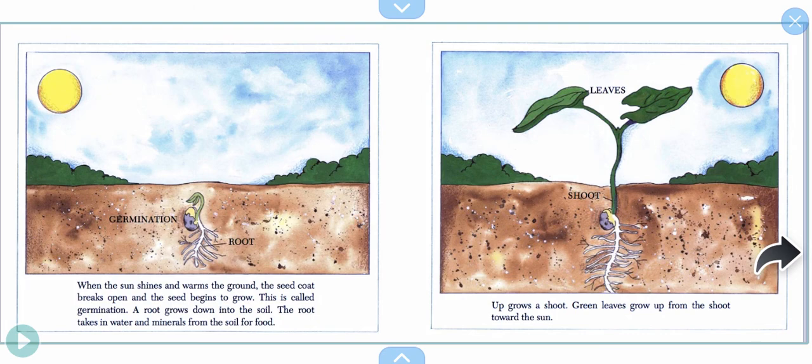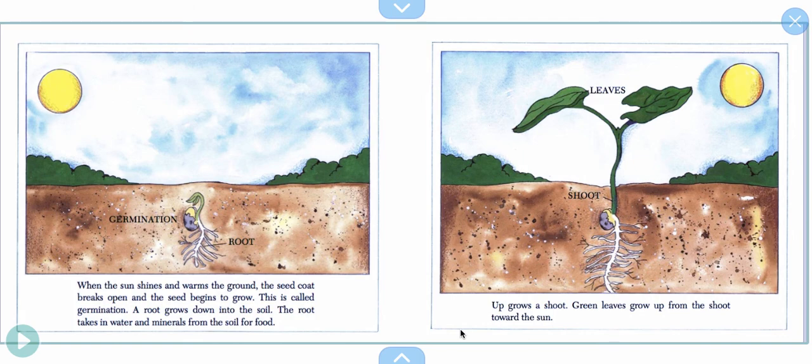A root grows down into the soil. The plant takes in water and minerals from the soil for food. Sorry, y'all. And then so this is the roots. And this is germination, where the seed is starting to actually sprout.